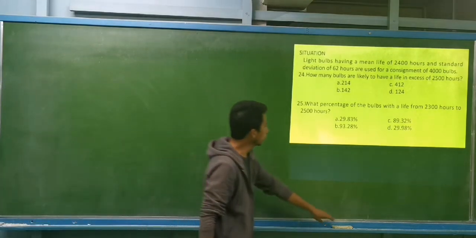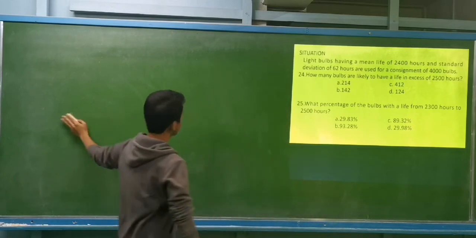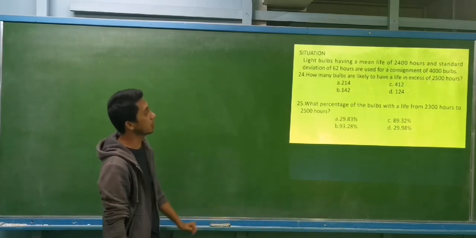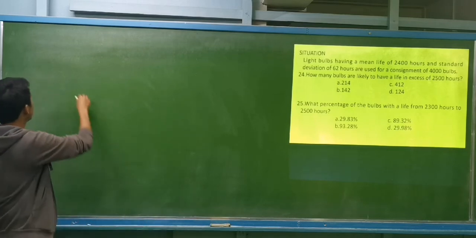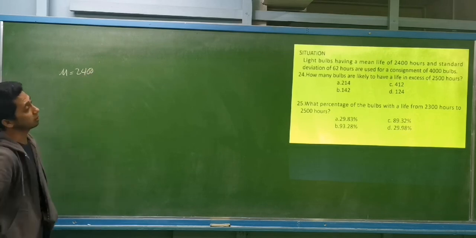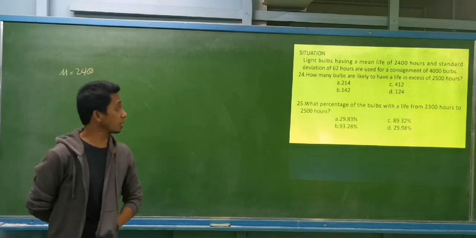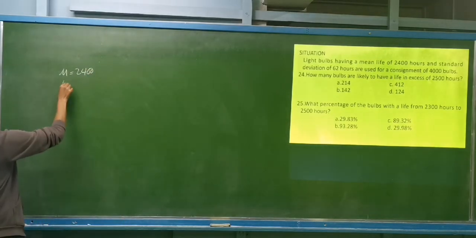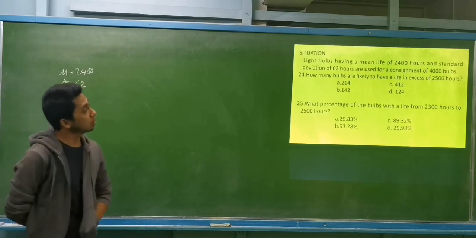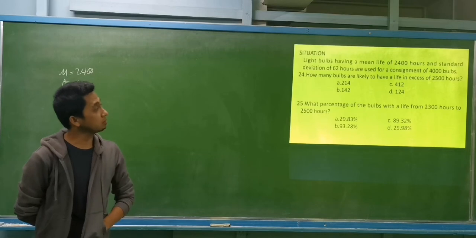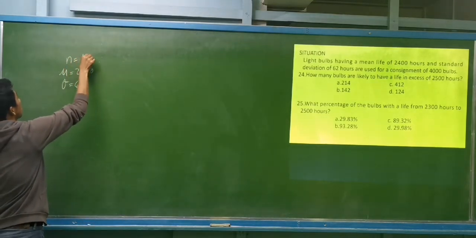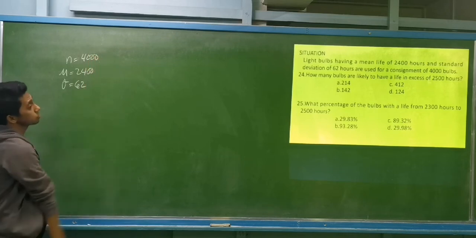Okay, let's try this on numbers 24 and 25. It says here, light bulbs having a life of 2,400 hours, that is our mu, and a standard deviation sigma equal to 60, are used for a consignment of 4,000 bulbs. That is our N, 4,000 bulbs.